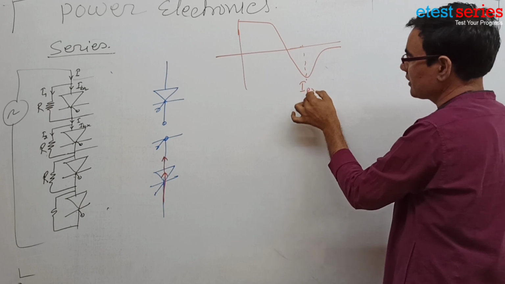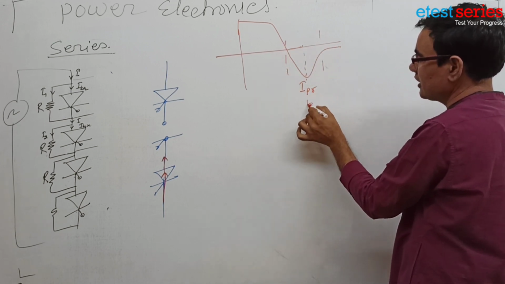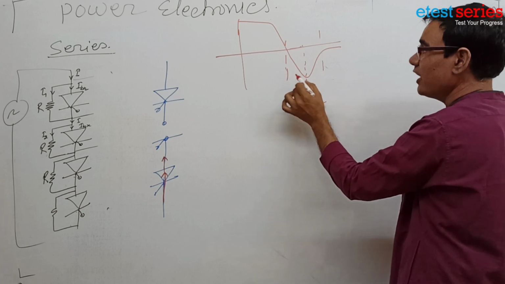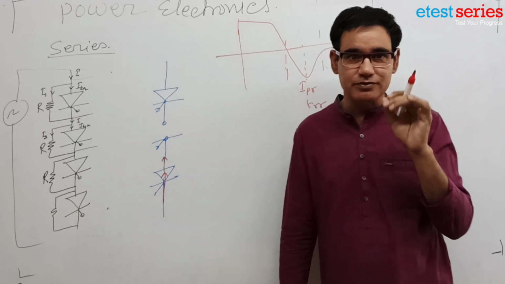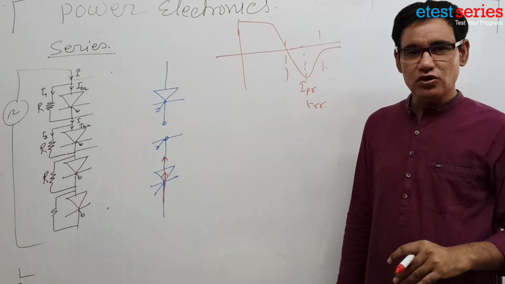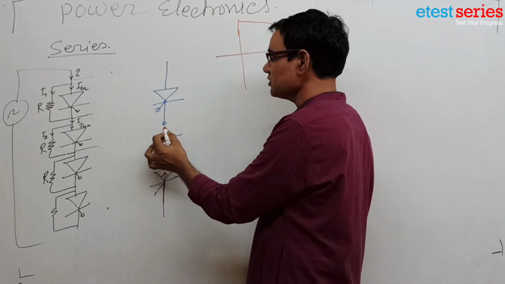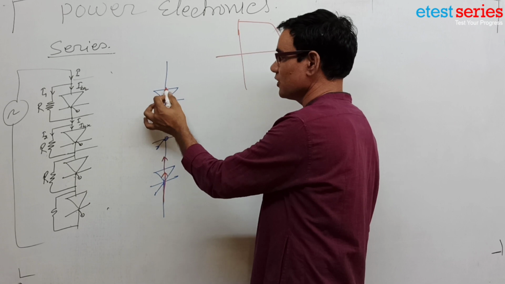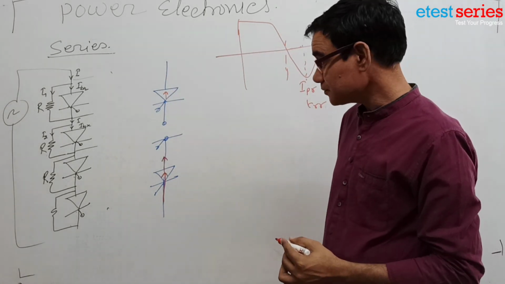This is the peak value of the recovery current and this time is known as reverse recovery time, TRR. As we have explained already in the dynamic or turn off characteristic of the SCR, there is a reverse recovery current. So this reverse recovery current passes through this one and through this one. They are in healthy condition, so definitely it will pass.